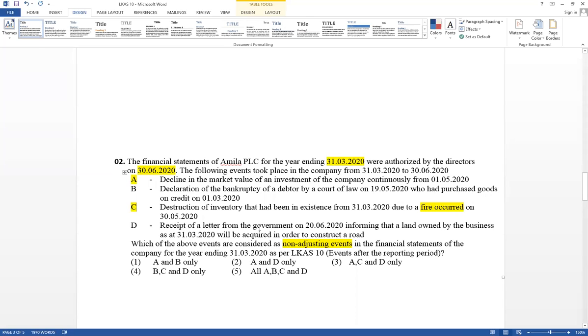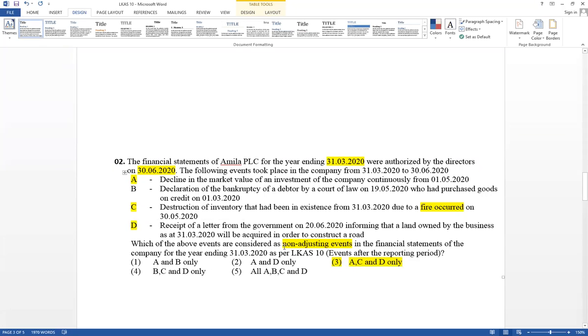And D, receives a letter from the government before signed by the director, informing that the land owned by the business as at 31st March 20 will be acquired in order to construct a road. None adjusting. It has been given clearly in the standards. Government has decided to acquire part of land for construction of road. Should not be adjusted. None adjusting events. Think about part B is an adjusting event. Therefore, the answer is A, C, and D. Therefore, answer 3.